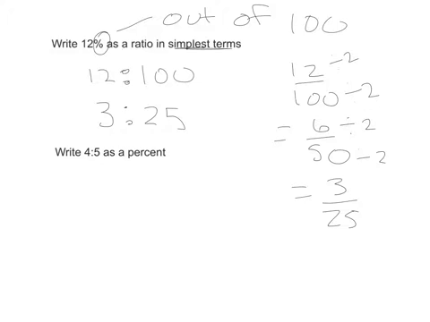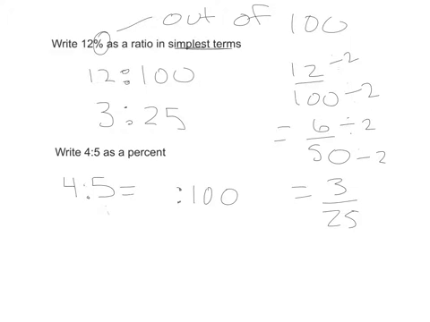Next one. Here's what we're trying to do. We're trying to write a ratio of 4 to 5 as a percent. Now here's the key idea: percent means out of 100. That's the key idea.